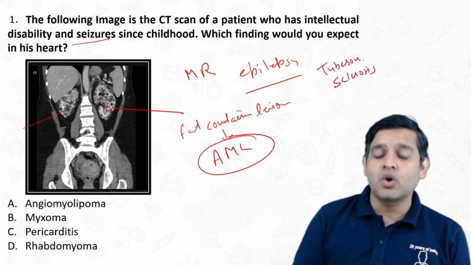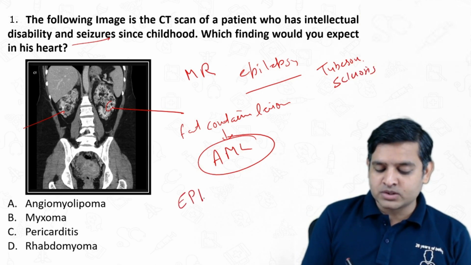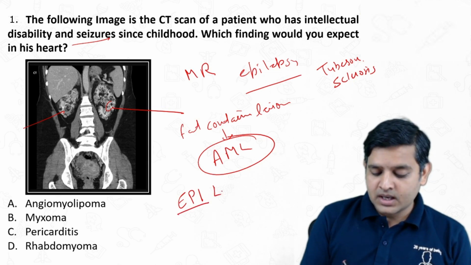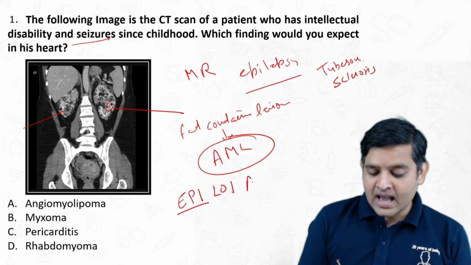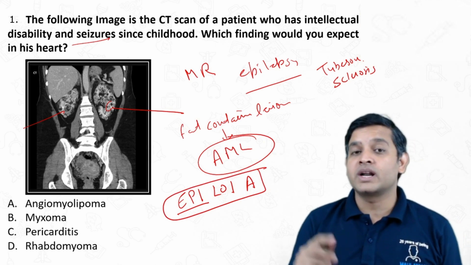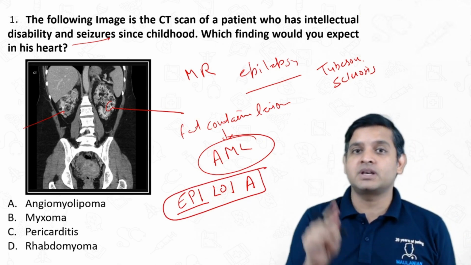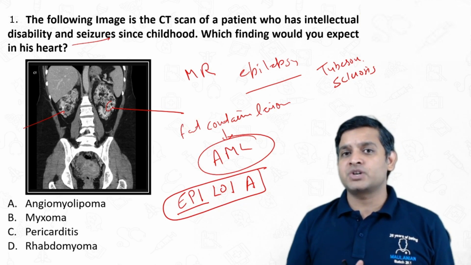Tuberous sclerosis, and you know what is a characteristic triad of tuberous sclerosis? Epilepsy, low intelligence, and adenoma sebaceum, called epiloia.